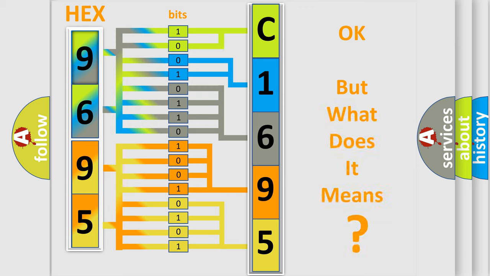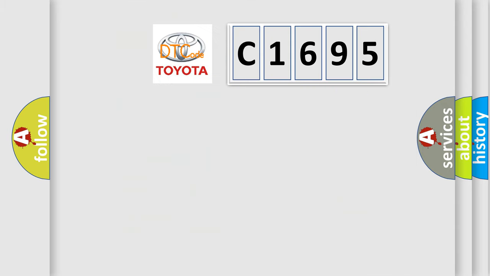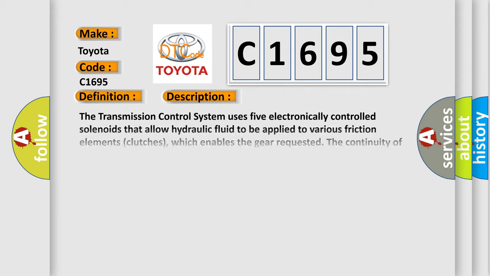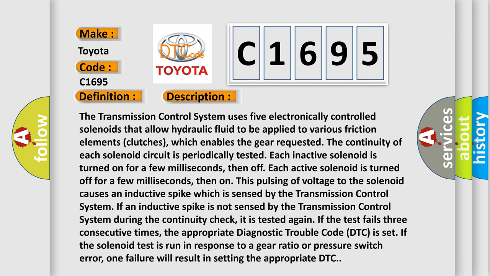The number itself does not make sense to us if we cannot assign information to what it actually expresses. So, what does the diagnostic trouble code C1695 mean specifically for Toyota? The basic definition is solenoid circuit. And now this is a short description of this DTC code.